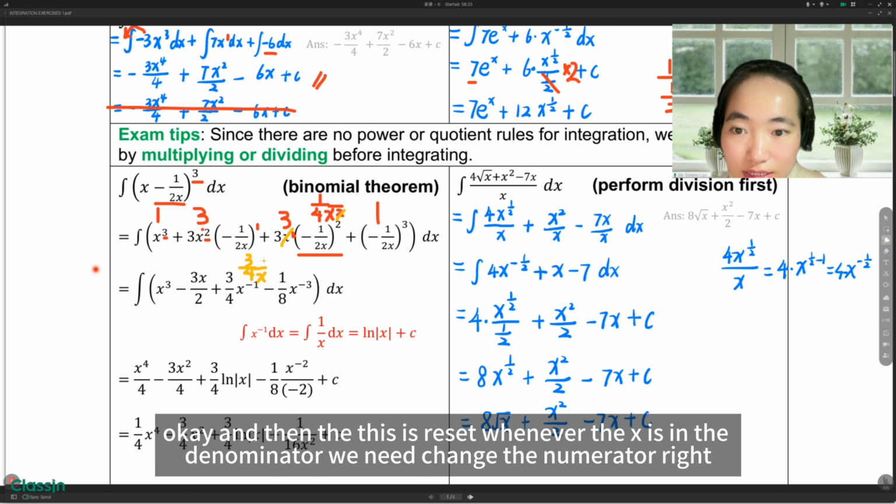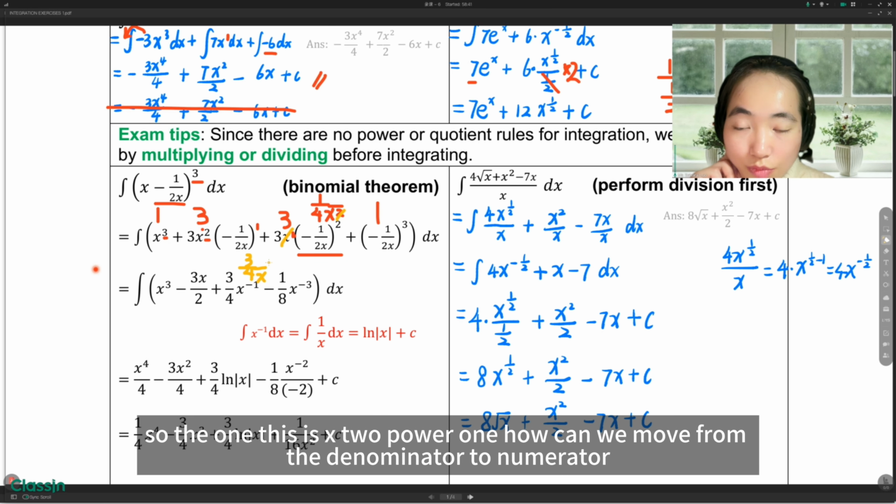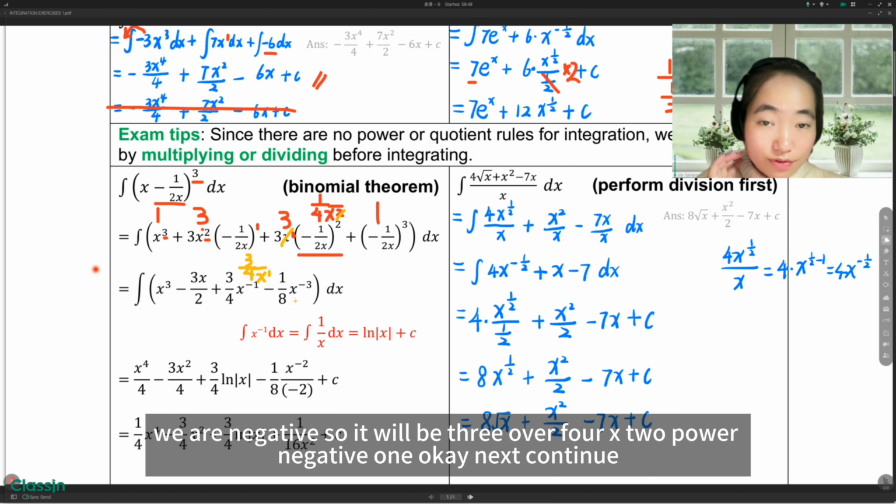Okay, and then whenever the x is in the denominator, we're going to change it to the numerator, right? So this is x to the power 1. How can we move from the denominator to the numerator? We add a negative. So it will be 3 over 4 x to the power negative 1. Okay, next, continue.